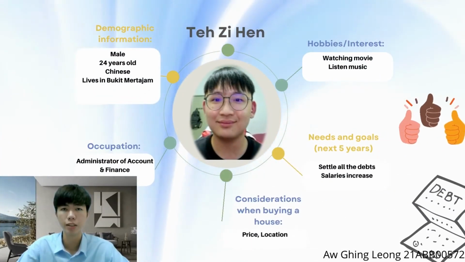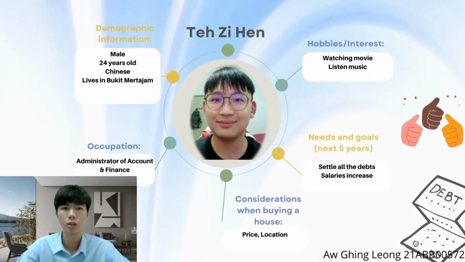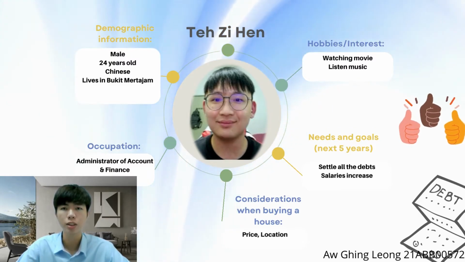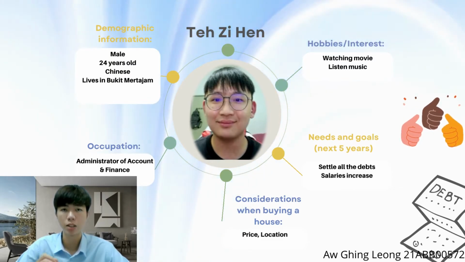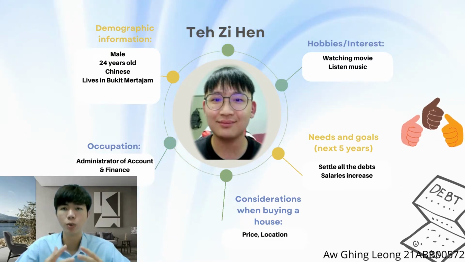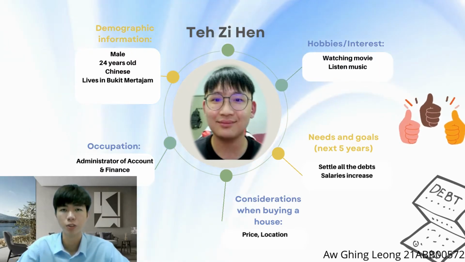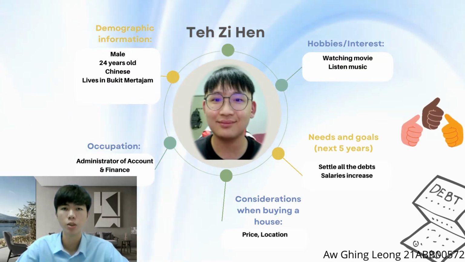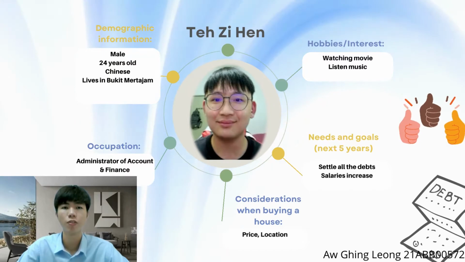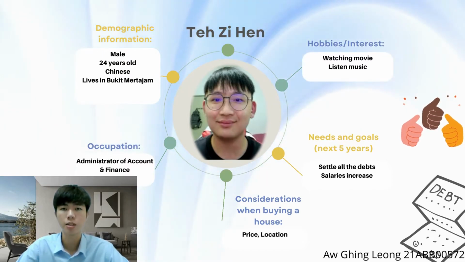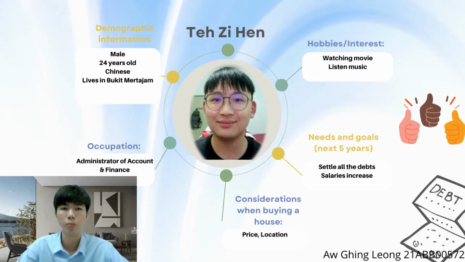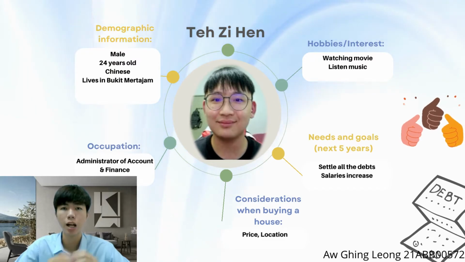The third person is Mr. Teh. He's good in calculation as his occupation is an administrator of account and finance. He knows he should settle all the debts as soon as possible and strive to gain more income in order to achieve financial freedom. He understands that investing in real estate property is one of the wise choices to increase his profit. He has mentioned several times that convenience is a very important factor affecting his buying decision in property. So all 3 of them are the target audience of the real estate industry.